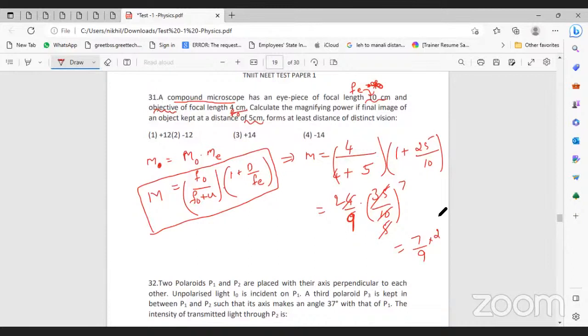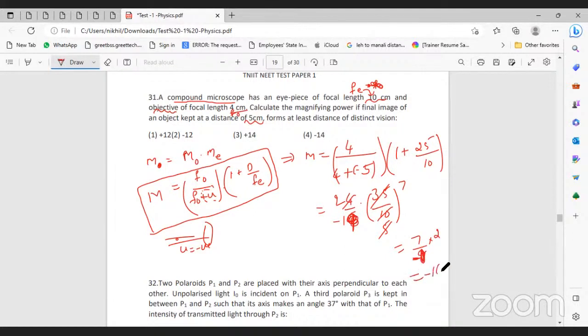Correct, no? Or somewhere did we go wrong? Yes, here we have not used the sign convention. The object is placed beyond the objective, so the object distance should be negative. So 4 over minus 5, it will be minus 1. So it will be minus 1.